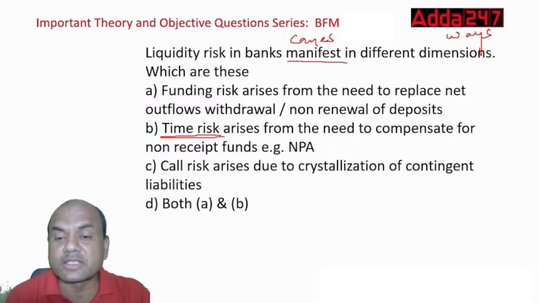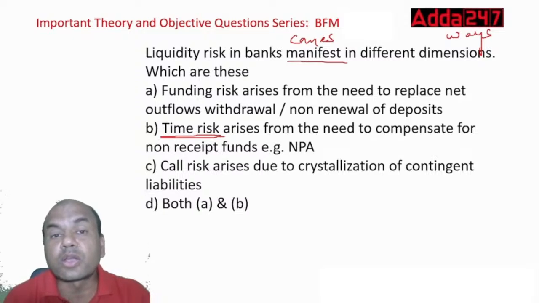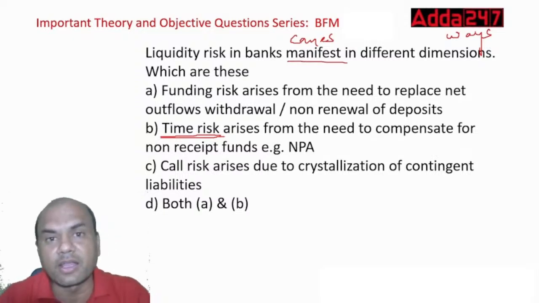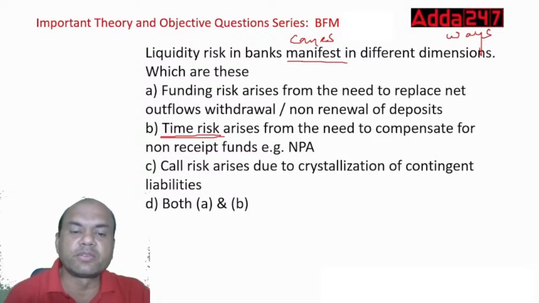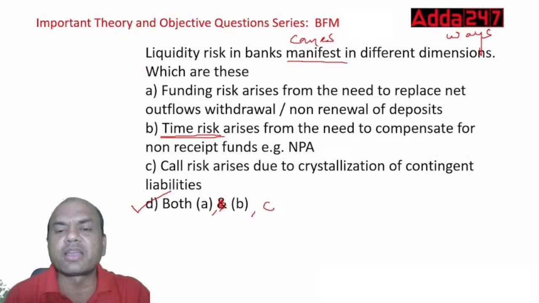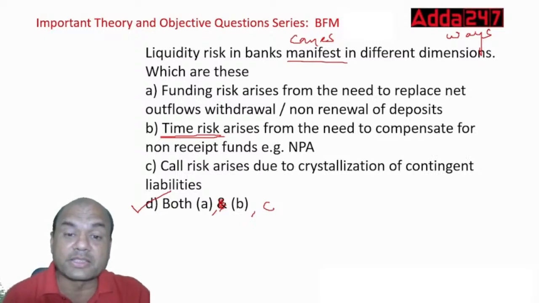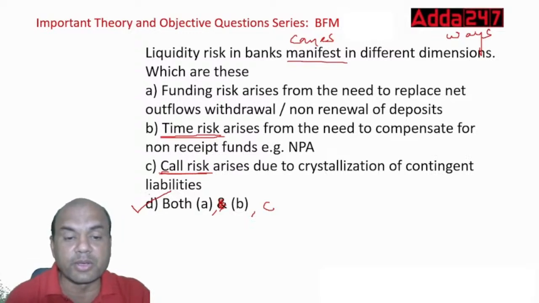Call risk arises due to crystallization of contingent liabilities. Contingent means which was not to come, or future transactions, like bank guarantee, LC. These are all contingent. So it comes in which of these cases? Both A and B? Okay, I'll mark it like this: A, B, and C. That is the best answer. Because funding risk is to replace the net outflows, that is correct. Time risk is for compensating the non-receipt of funds, that is also correct. And call risk is also a type of liquidity risk, because if tomorrow there is a huge bank guarantee to be paid by you, from where will you get the urgent funds? So it's actually A, B, and C.